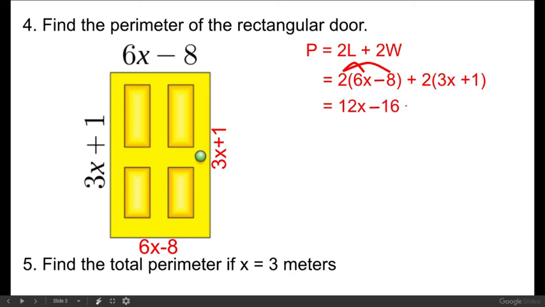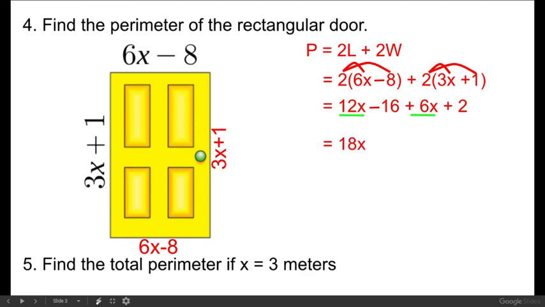So it becomes 12x minus 16. And then I'm also going to do the same thing for my second parentheses. 2 times 3x is 6x, and 2 times 1 is 2. So now that I did my distributing, I'm just going to combine like terms. 12x plus 6x combines to 18x.